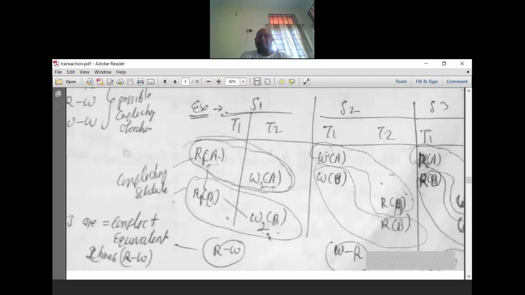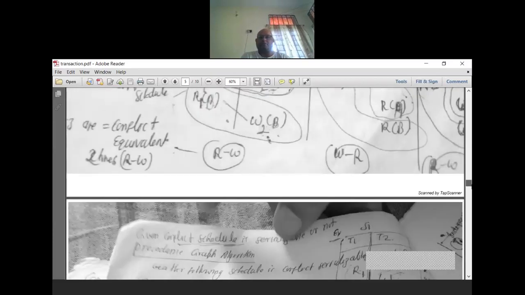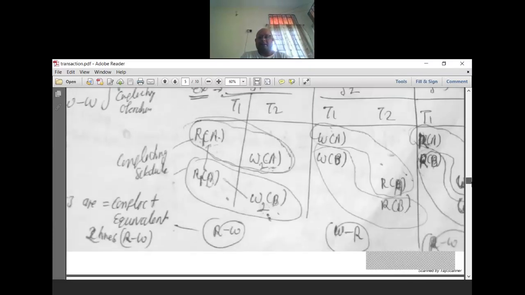In this case, suppose I say our schedule 2 is this one. It is a read A, write A conflict, but here it is a write-read conflict from transaction T1 to T2. It is a write-read conflict, not a read-write conflict. So this schedule is not equivalent. If any of these cases does not arise over here, then they are not equivalent. This is known as a read-write conflict, this is known as a write-read conflict, and this is known as a read-write conflict.